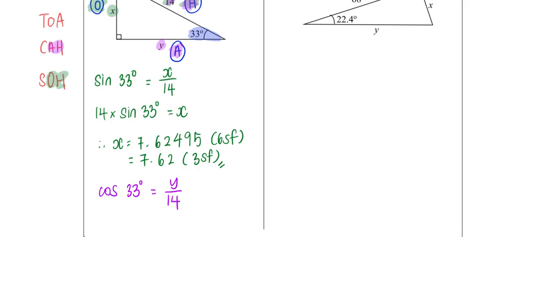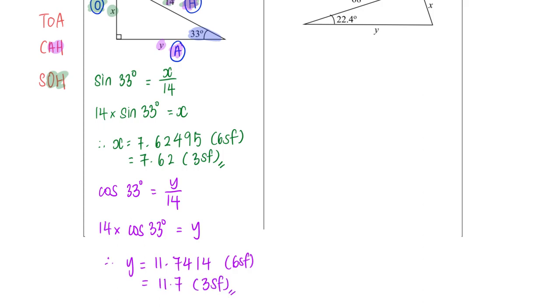Okay. So this one, I'm going to multiply 14 on both sides. So therefore, I will get the answer for y. Y is 14 times cosine 33. 11.7414 to 6 significant figures, followed by 3 significant figures. So the value of y is 11.7.